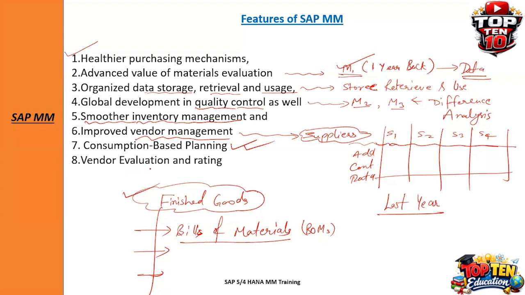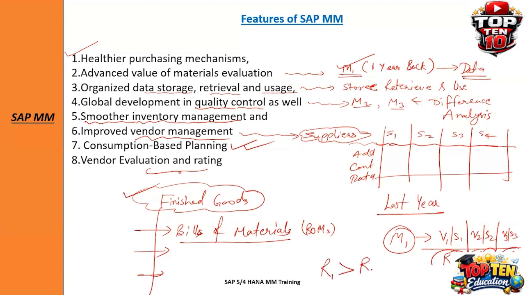We can find the vendor evaluation as well as the rating. To provide one material, there are a number of suppliers: supplier 1, supplier 2, supplier 3. We have the rating 1, rating 2, rating 3. If one vendor has a higher rating than the other, we will select the first vendor. And vendor rating or evaluation can be done only on the basis of data from consumption-based planning as well as from vendor management.